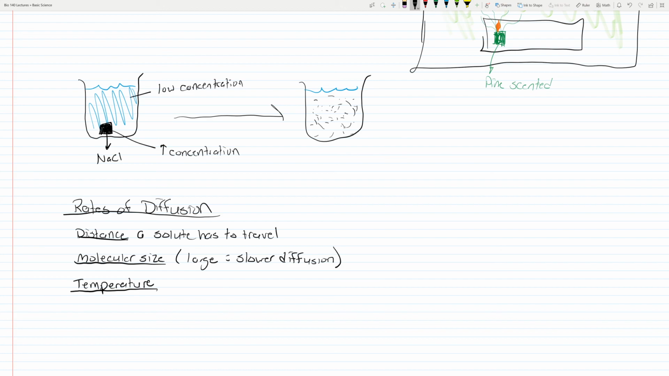Now, if you hit something with a higher velocity, that means you're going to hit it harder. And because the molecules are moving faster, it's going to get hit more frequently. So temperature will increase the rates of diffusion. So increase temp equals increase diffusion. Okay, so increased temperature will increase the rates of diffusion itself. Okay, concentration gradient.